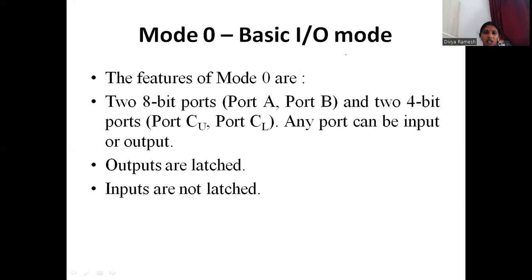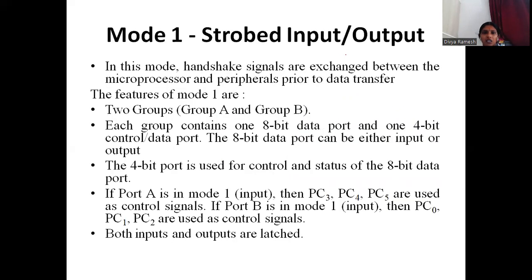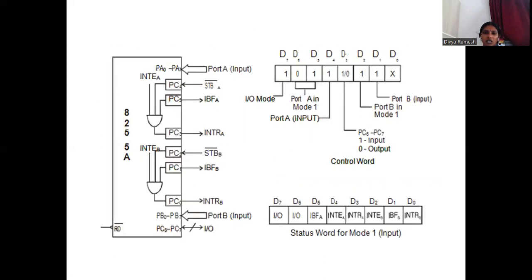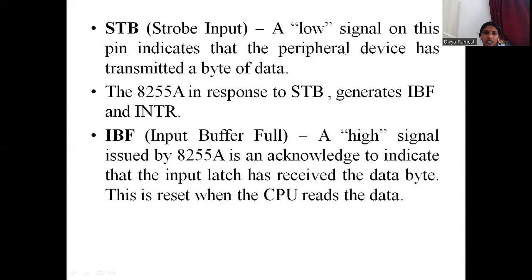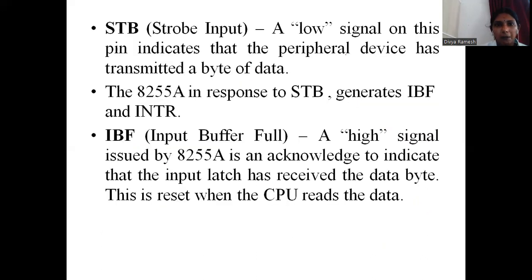So the IO mode is further classified. Basic IO mode will hold all the ports, port A, port B, port C. And mode 1 is called the strobed input output mode. Here it is used for handshaking. It is also called handshaking mode. Some of the handshaking signals will be used here.